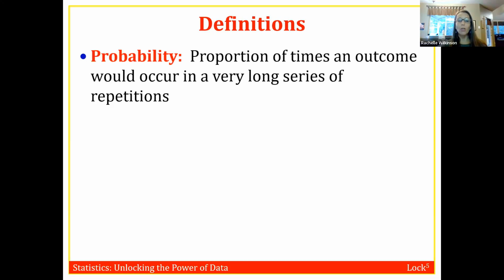Probability is the proportion of times that an outcome would occur in a very long series of repetitions. So if we did something lots and lots of times and we counted the number of times a particular outcome occurred, we could figure out the probability.